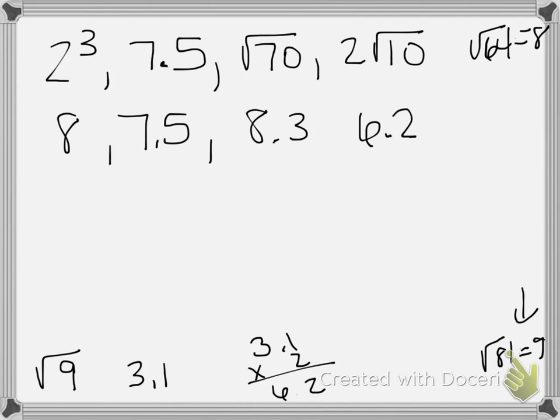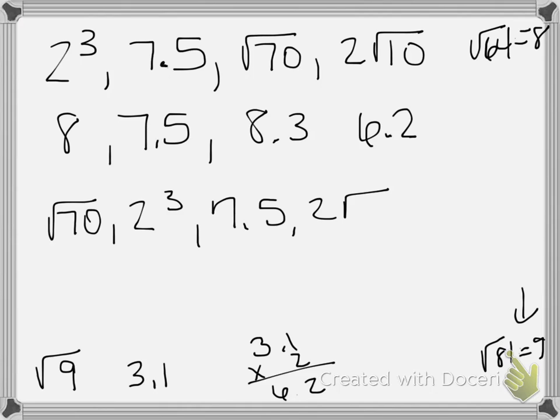So then, if I'm asked to order these from least to greatest, or greatest to least, either one, then I'm going to put them in order. My greatest one would be the square root of 70, and then the next one would be 2 to the 3rd. This is greatest to least, and then 7.5, and then 2 times the square root of 10. So I'm thinking about money. So this is like $8.30, then $8, then $7.50, and then $6.20.